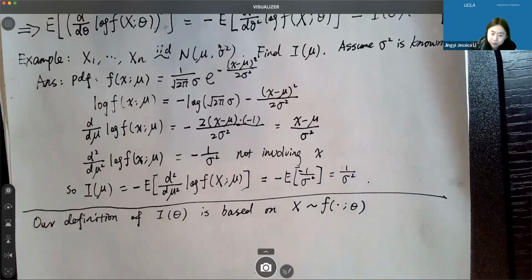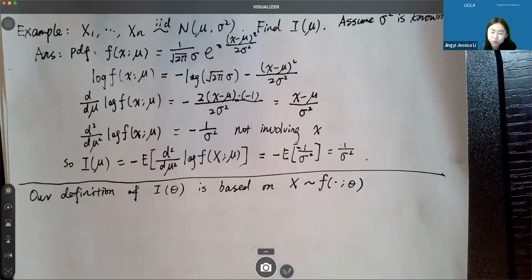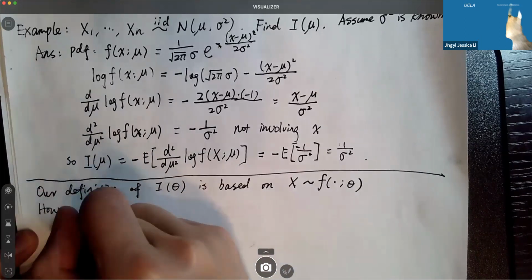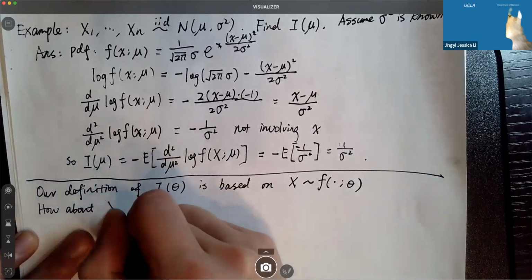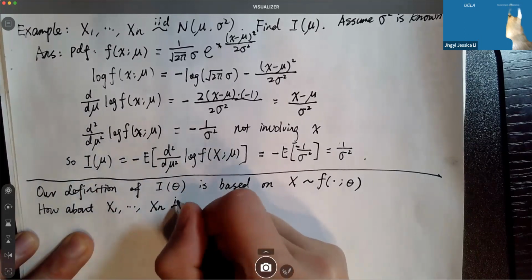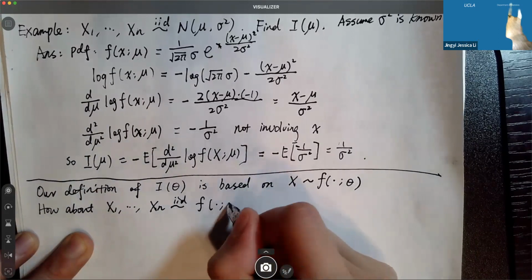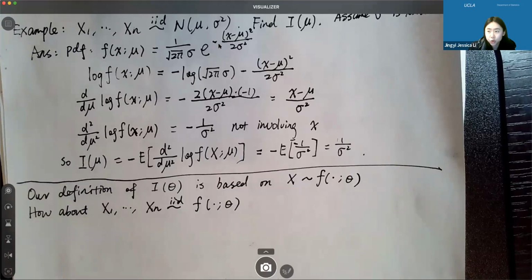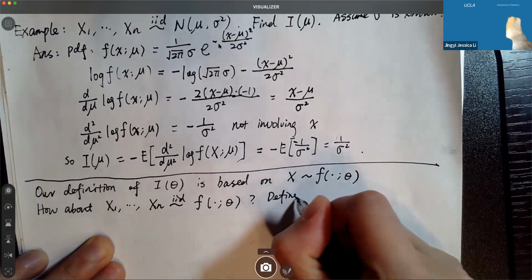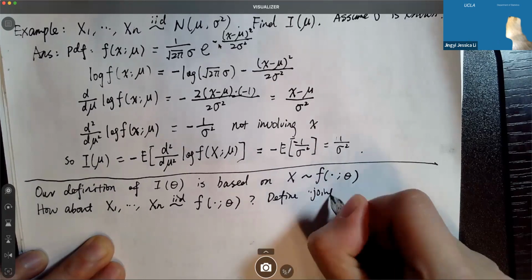So now let's see, if we have n random variables, x1 to xn, they are IID from the same density function specified by theta. What if I use them jointly to find the information about theta? Can I get more information? So then here we can define what is called the joint Fisher information.